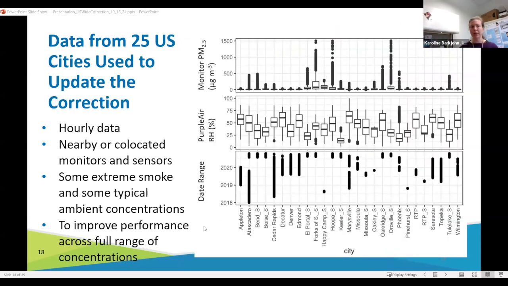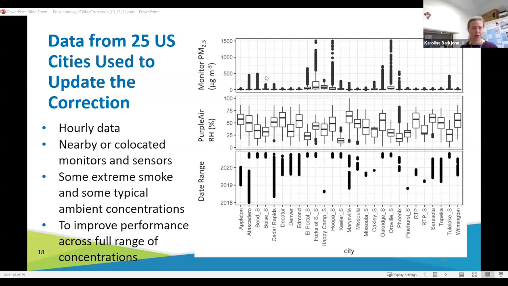And so we ended up pulling data from 25 different US cities to update the correction. We used hourly data instead of the 24-hour average data that we had used originally. We used nearby sensor and monitor pairs that were picked off of a map, or true collocations that were run by typically government agencies. And we used both extreme smoke and typical ambient conditions so that we would get strong performance across the full range of concentrations that we would expect to see.